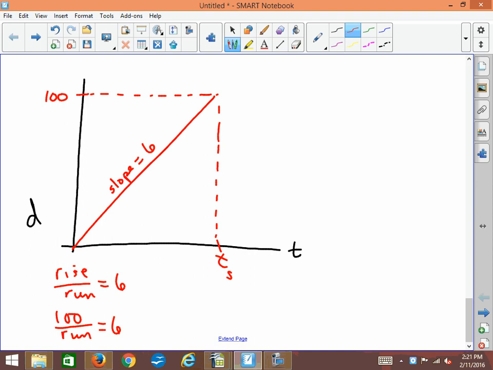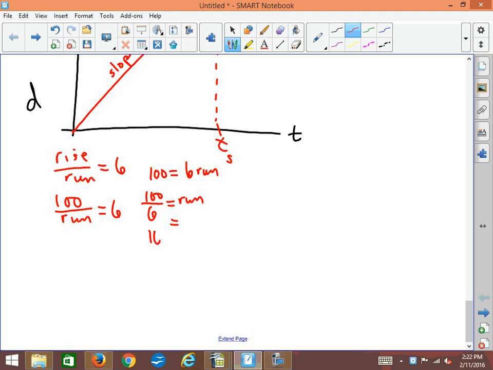So what you would do is multiply both sides by the run first, and you get 6 times the run. And then you divide both sides by 6. So 100 divided by 6 is the run, and the run would be, what we said before, 16.5, right? Equals the run. And the run, of course, is the time. That's what the run represents on the graph. So that's perfect. Okay? So we could use the graphical method that way.